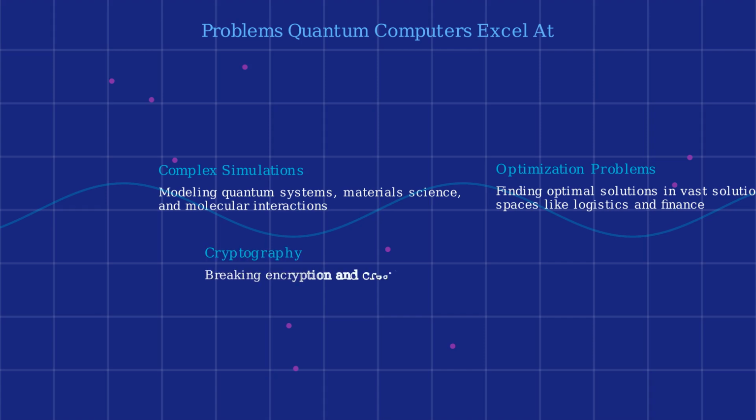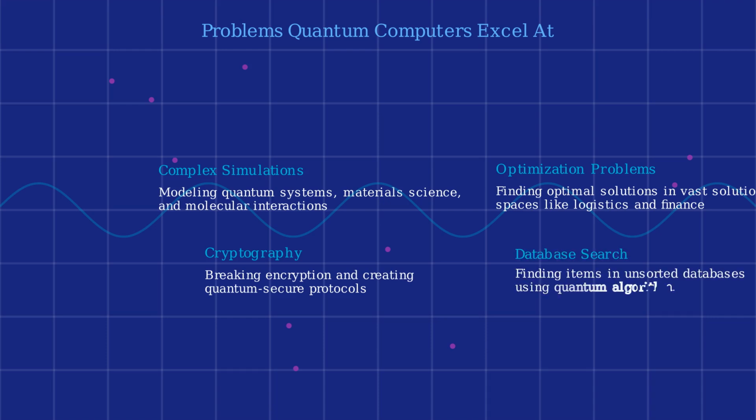In cryptography, quantum computers can break many current encryption methods while also enabling new quantum-secure protocols. Finally, quantum search algorithms can find items in unsorted databases quadratically faster than classical methods, with profound implications for data science. This exponential computational advantage is what makes quantum computing so revolutionary, enabling us to solve problems previously thought impossible.